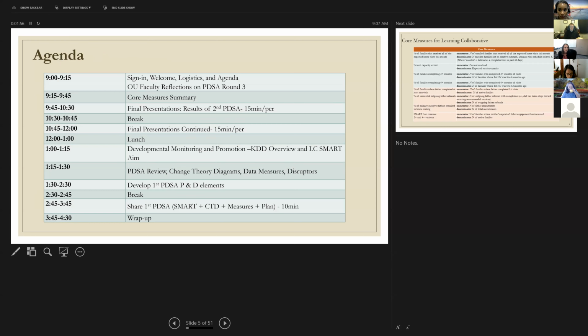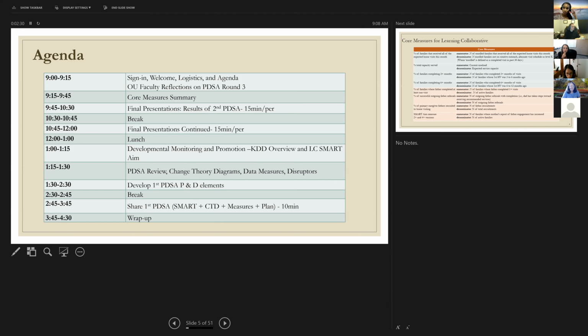All right, so we're going to start today with some background on the PDSA that we've been focusing on the last five months, father engagement. We're going to go through some of the core measures, things that we measured across the entire Learning Collaborative, all of the agencies. Then we'll turn and do final presentations. We'll do about half of them in the morning. We'll take a break. Then right before lunch, we'll do the remaining presentations on father engagement. We'll then take an hour break for lunch.